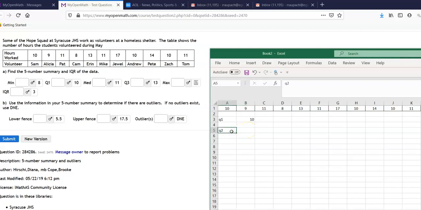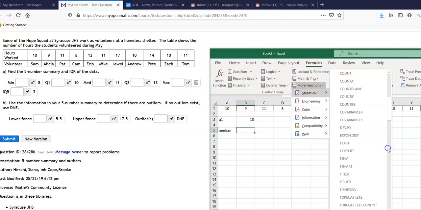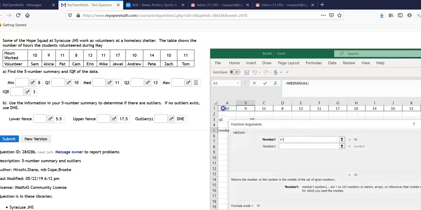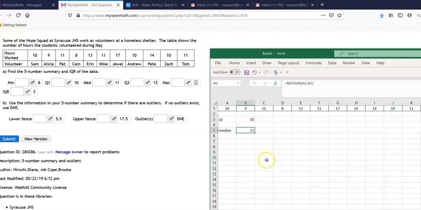Q2, which is the median. We'll do median. M-E-D-I-A-N. The median. Formulas, more functions, statistical. Median. Median is 11. And Q3, do the same thing we did as Q1, except we just put 3 instead of 1.